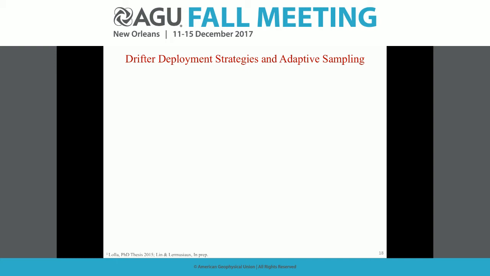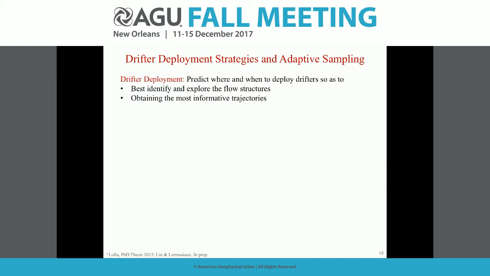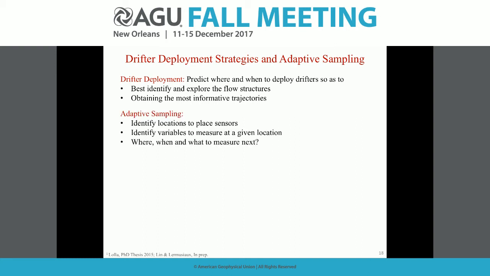So now one question we might want to ask is, well, what are the good locations to deploy drifters from? So we want to deploy drifters where to best identify and also explore the flow structures and also obtain the most informative trajectories that tell us how we can distinguish between the model predictions that we have. Another question that we might have is, if we go out into the ocean field, what are good locations to place sensors? And furthermore, what are the variables that we actually want to measure? And since the field is itself dynamic, when do we want to do this?